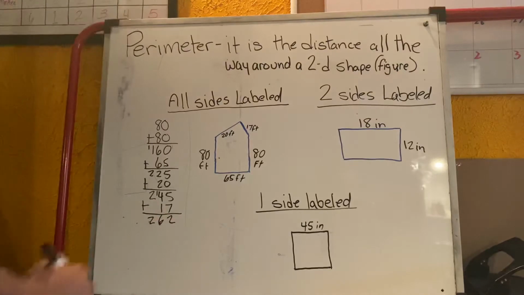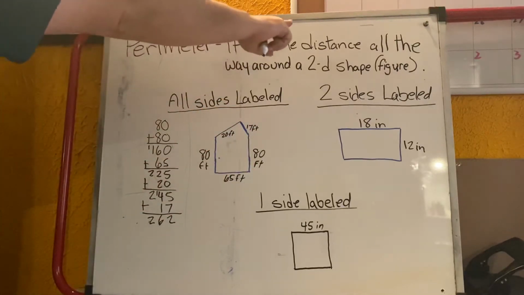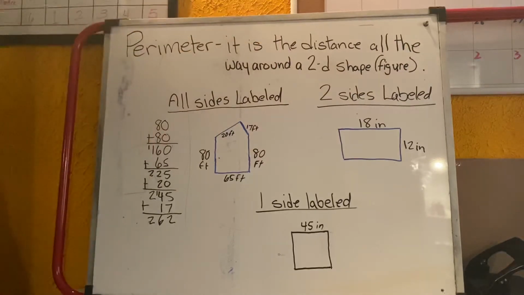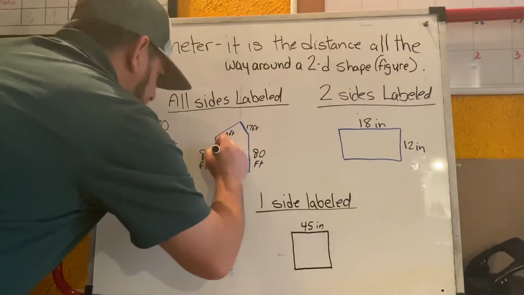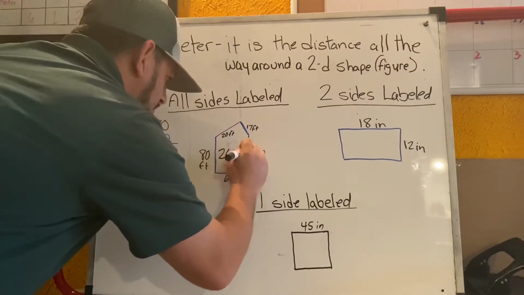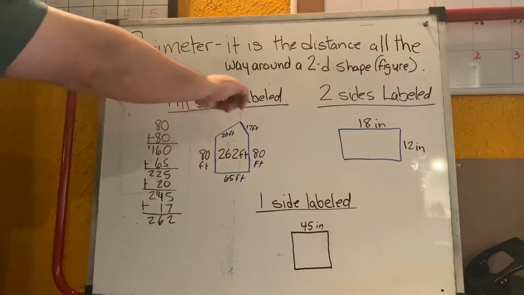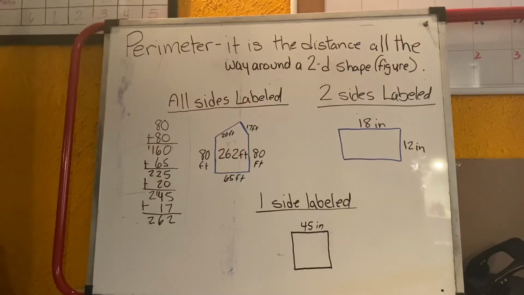After putting all these numbers together, because the perimeter is the distance all the way around the 2D shape or figure, our perimeter is 262 feet. That's whenever you have all sides labeled. You just put them all together and it'll give you the perimeter.